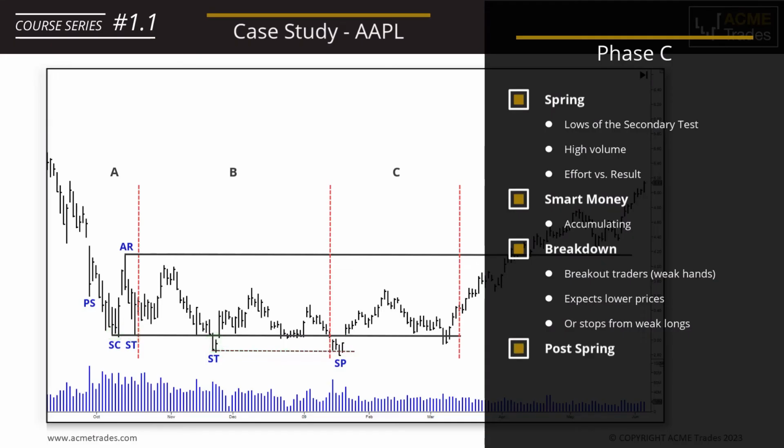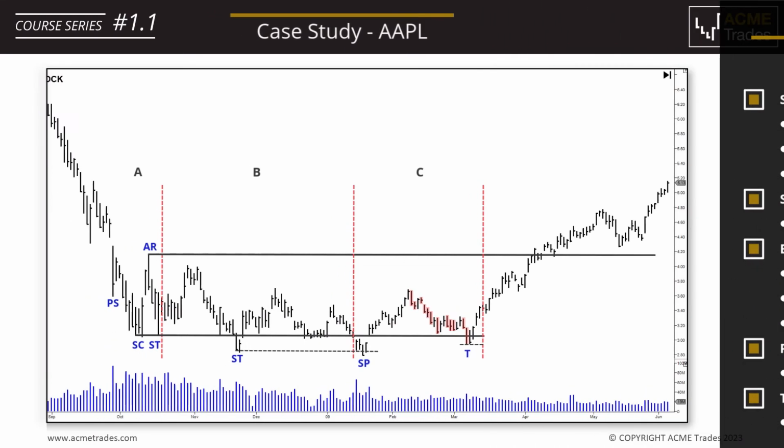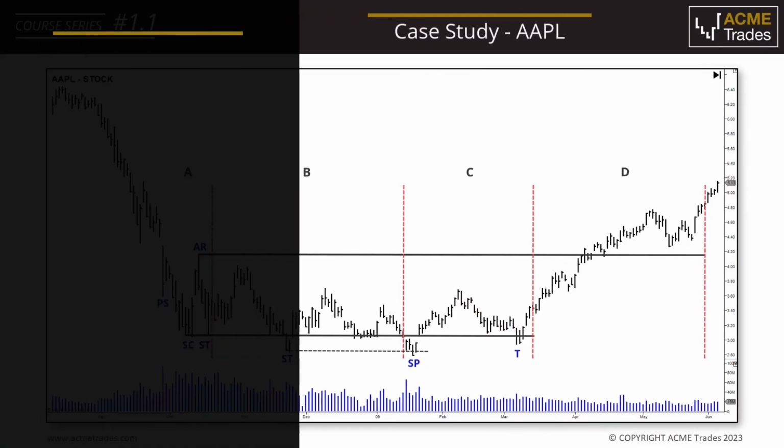From the spring, price returns back inside the trading range. A good little rally that breaks these highs over here. But the spring is tested over here, although I must admit the move here is a little bit laborious. But nonetheless, price does hold a higher low. Into phase D, we get a good rally, advancing north, breaking these highs.